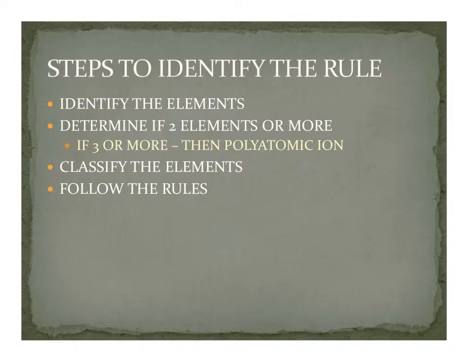First, we have to identify what the elements are. Then we have to determine whether or not we have 3 or more elements. If we do, then we need to use the table E for polyatomic ions. And then we need to classify the elements of whether or not they're metal, non-metal, transition metal, and so forth. And then we identify which rule to follow.